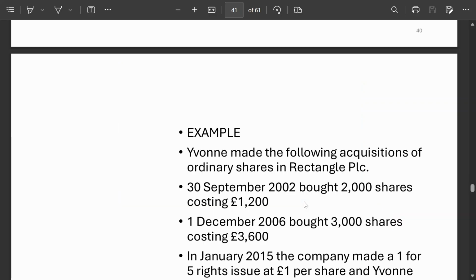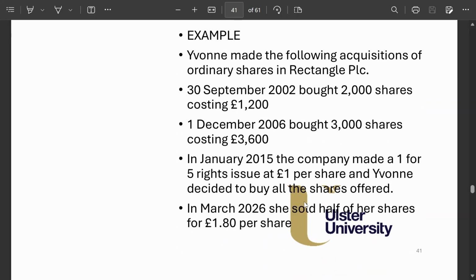Okay, so let's see here. Now you see more examples of shares. These are things she bought. I'm not going to read out everything there. Okay, so you can see all this stuff. Now again, this language you have to be clear about, in the language of rights issues.